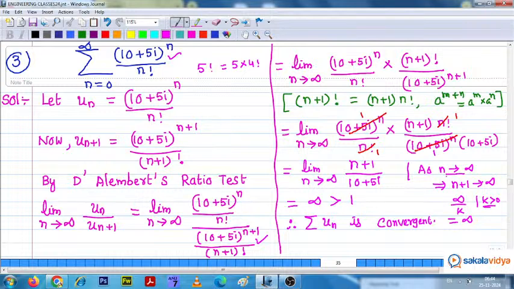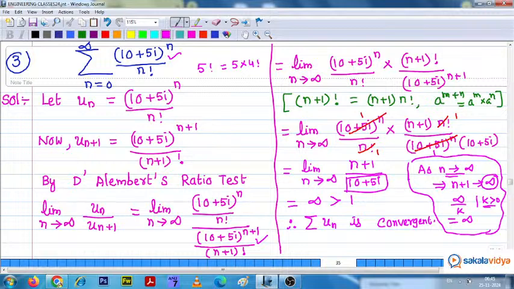As n tends to infinity, n plus 1 also tends to infinity. But here 10 plus πi is a number. So infinity by some number k, that is also infinity. So infinity is actually positive infinity, it's always greater than 1. So as limit tends to infinity, un by un plus 1 is greater than 1, sigma un is convergent. That's all. Okay, I hope you might have followed this question.